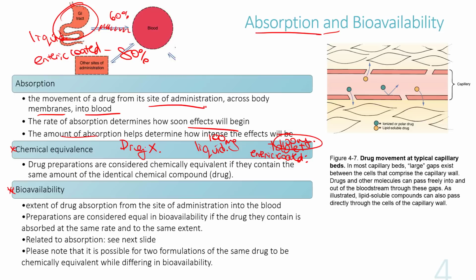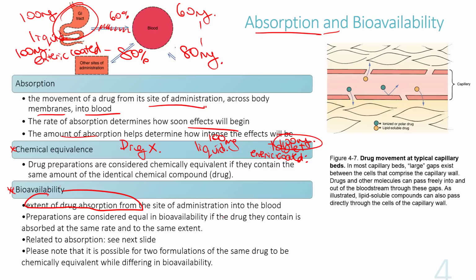And so even though these two preparations of drug X are chemically equivalent, because for each the dose of the drug is 100 milligrams, when you take it as a liquid form, only 60 mg makes it into the blood. When you take it as an enteric coated form, 80 mg make it into the blood. So these two preparations don't have the same bioavailability, right? Bioavailability is the extent of drug absorption from the site of administration into the blood.